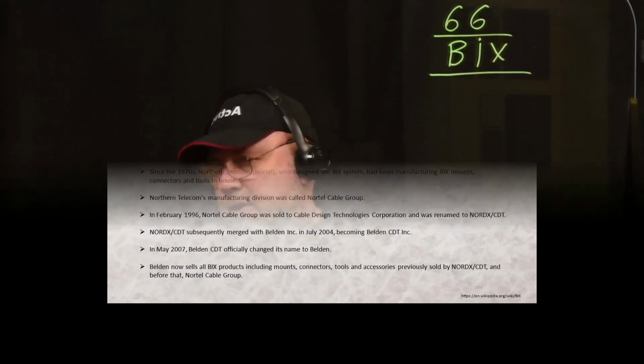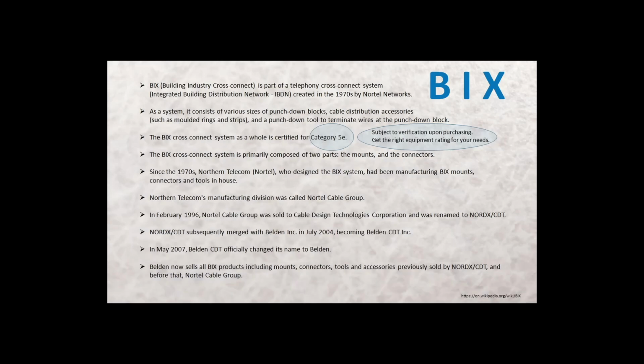Most of the time, usually when you buy BIX termination strips or BIX termination platform or connectors such as this, you're going to have that sold in Cat 3, which is the minimum requirement for telephony. Now, if you want Cat 5e, you need to specify that you need to purchase Cat 5e rated equipment. Okay? Now, BIX Cross Connect system is primarily composed of two parts, the mounts and the connectors.